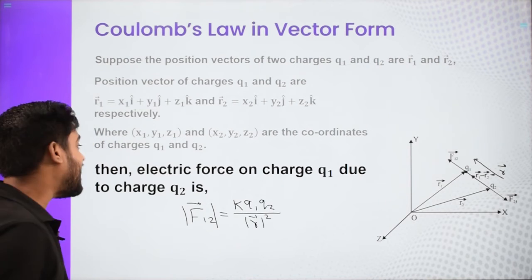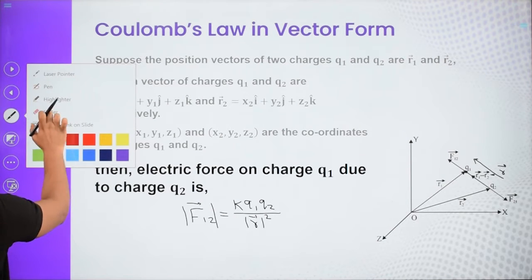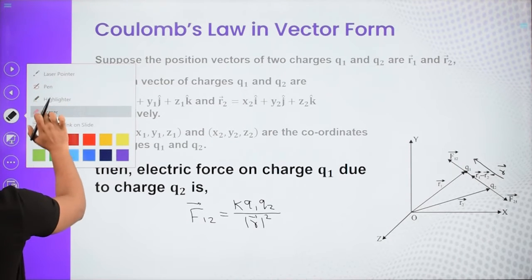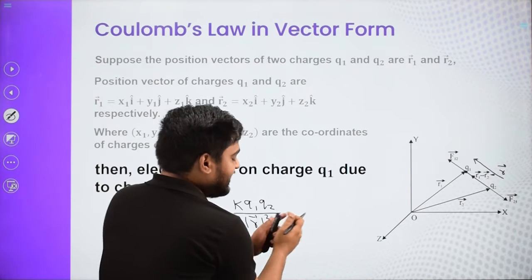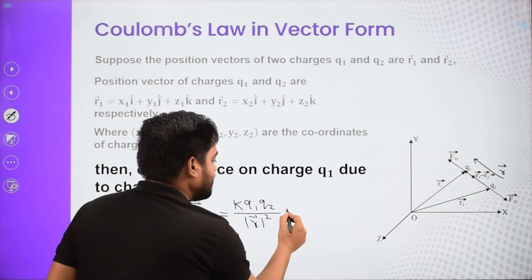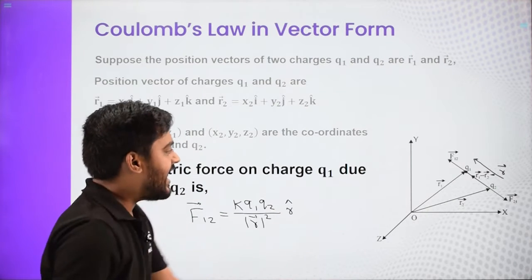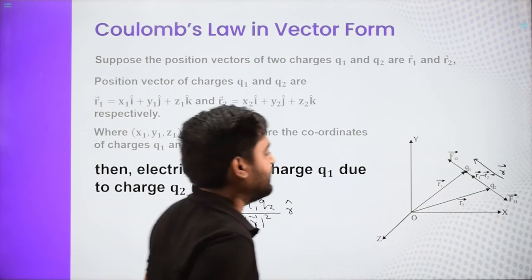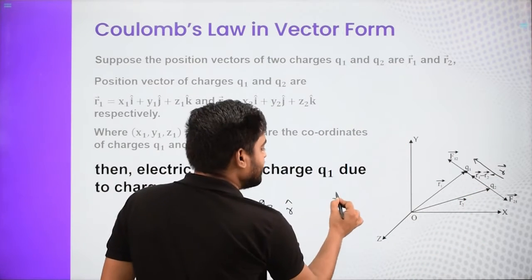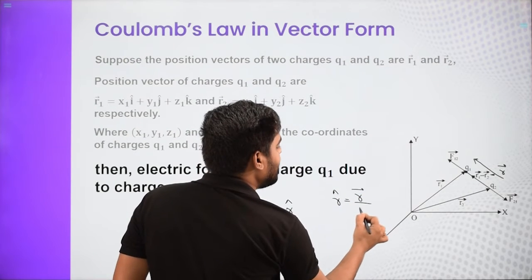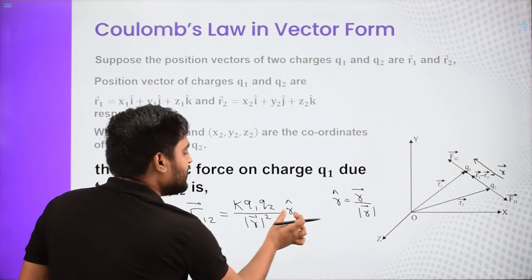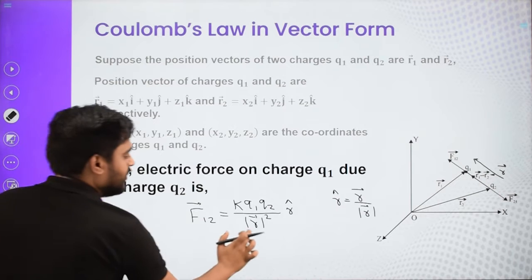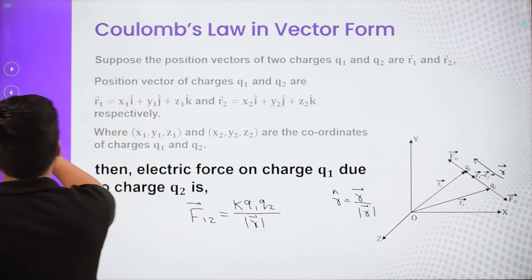What about the direction? If I add the direction to this magnitude, then this will come in its vector form. So to make it a vector, I am just adding the direction. For direction, I am adding R cap. So R cap is this direction. Here I am assuming that both the charges are positive, hence the force will be repulsive. So what is R cap? R cap is nothing but the R vector divided by the magnitude of the R vector. So when you write it over here, this becomes cube and this becomes the R vector.